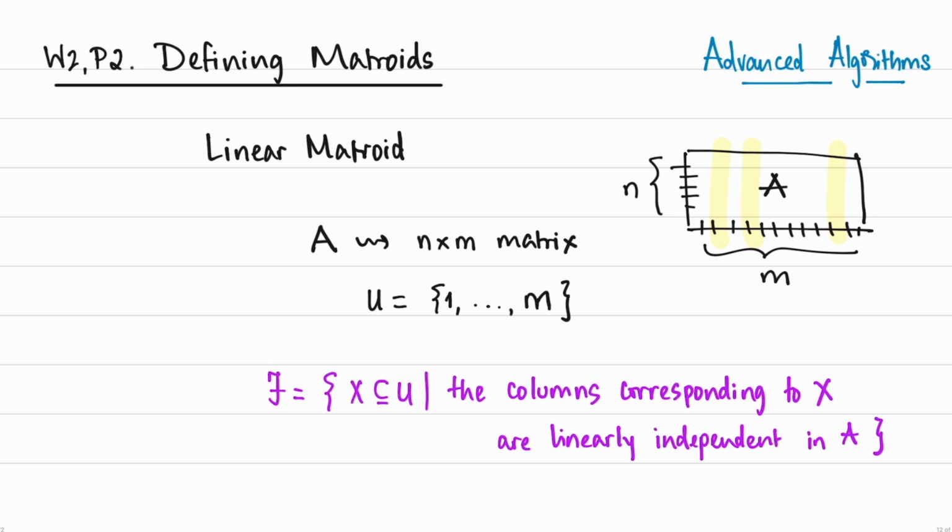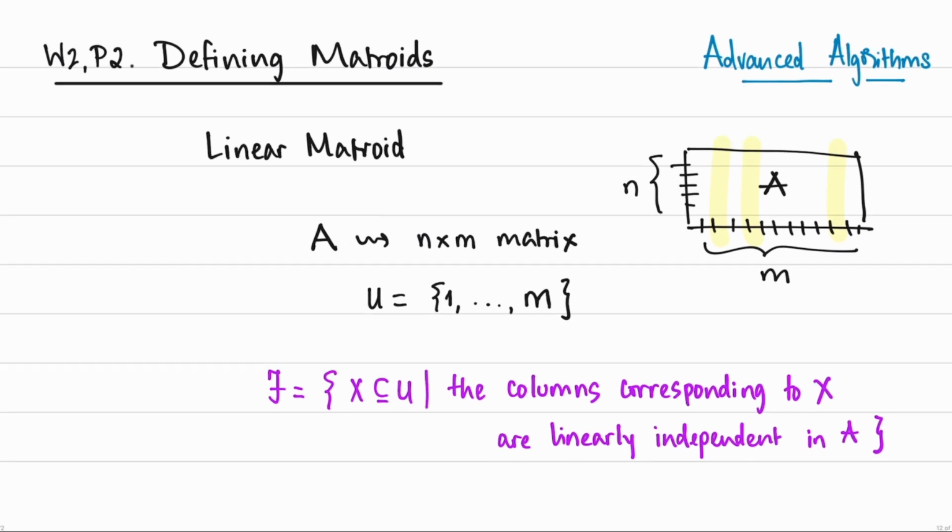Let's briefly talk about validating the matroid properties here. So non-emptiness is straightforward because the empty collection of vectors is vacuously linearly independent. There is no dependence to speak of. In terms of heredity also, we are fine, because if a collection of vectors is linearly independent, then any sub-collection of them would also be linearly independent.